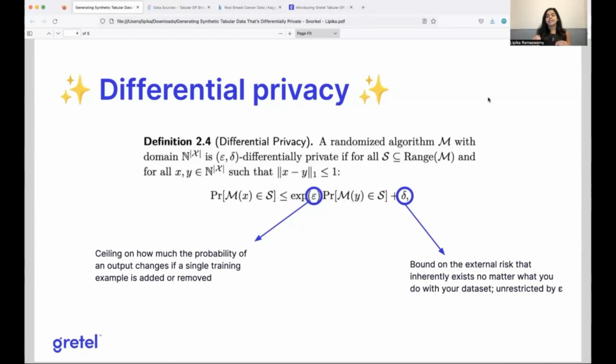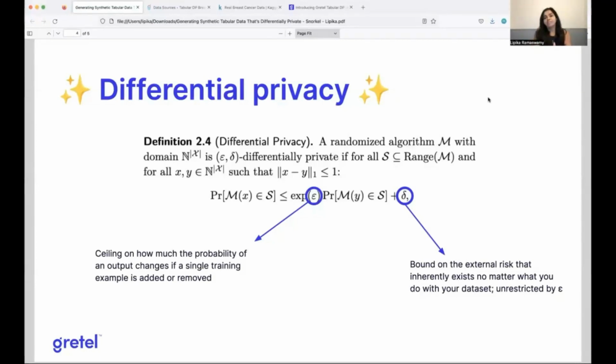So typically we want delta to be very, very small. And in the case of these particular models, we want it to be smaller than 1 over the size of the data set, and typically a lot smaller than that. And epsilon is typically set to something less than or equal to 1, theoretically, for this definition to work out. Of course, in practice, we've seen epsilons up to 10 being used.